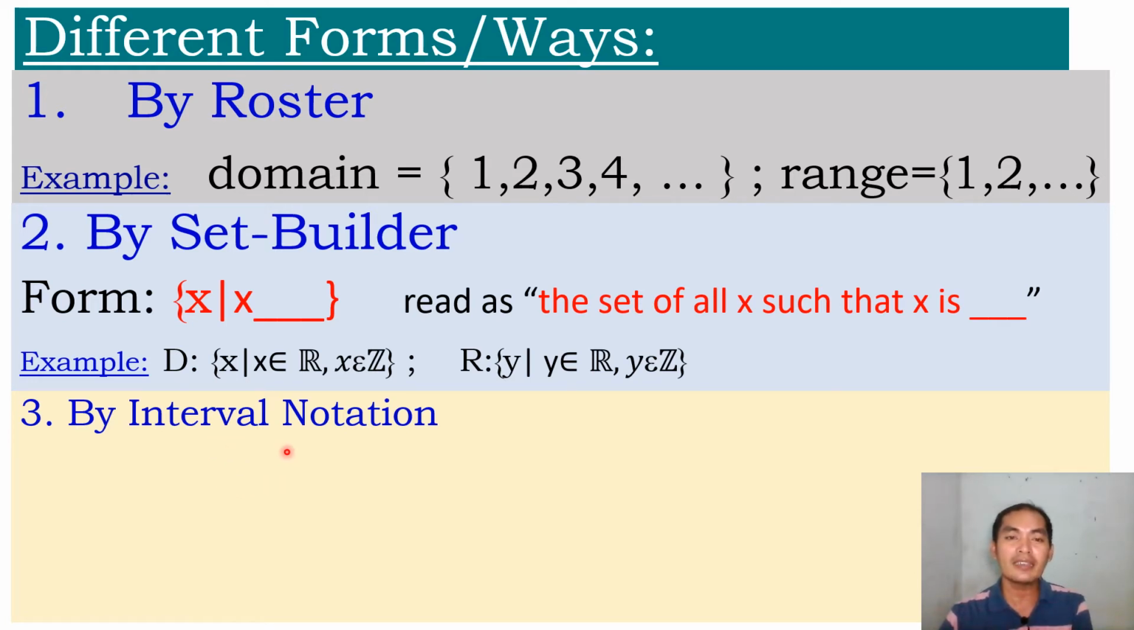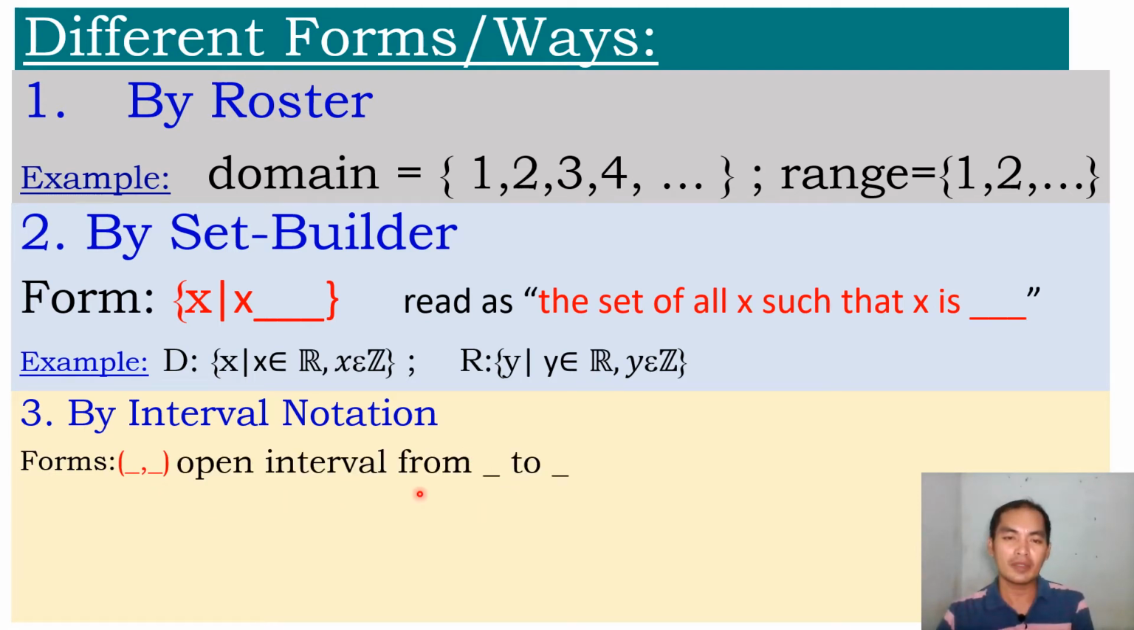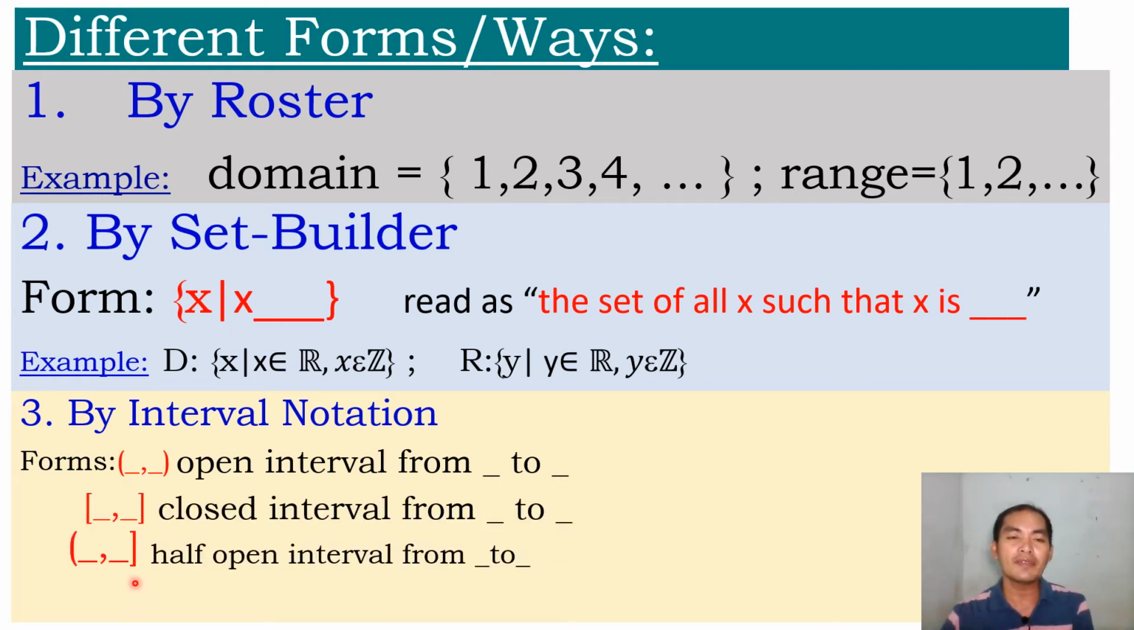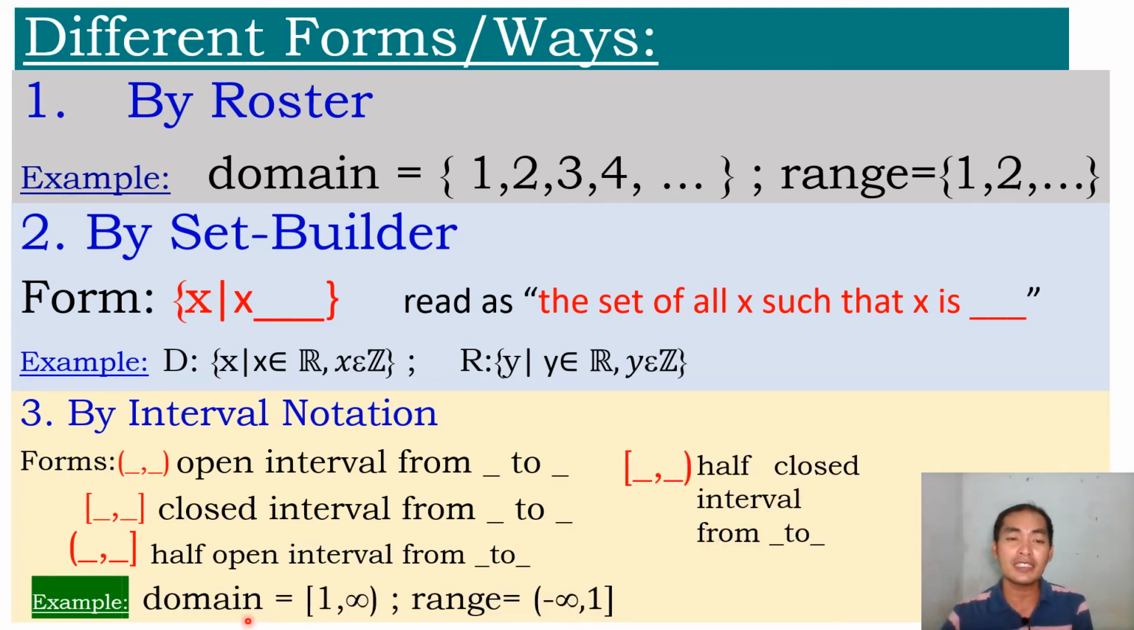Another is by interval notation. So we will be using also this one, number 2 and number 3. So we will use this as our answer in determining the domain and range of a rational function. We have the open interval from smallest number to largest number, closed interval. We have the half open interval, and we have the half closed interval. For example, the domain is equal to a half closed interval from 1 to infinity. Our range is a half open interval from negative infinity to 1.